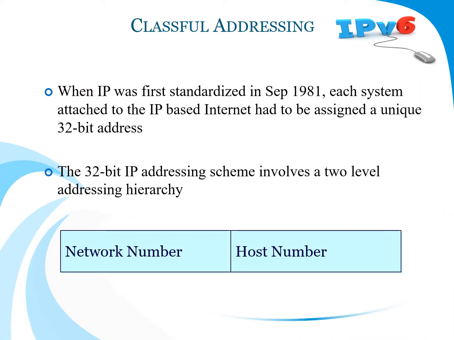When IP was first created way back in 1981, each system that was attached to the internet had to be assigned a unique 32-bit address. This scheme involved a two-level hierarchy: a network number and a host number. Classical addressing makes it possible to determine the network portion of the IP addresses by looking for the first 4 bits of the first octet in an IP address. The first 4 bits are referred to as the most significant bits of the first octet and are used to determine what class of IP address is being used. The value of the first 4 bits determines the range of actual numerical values of the first octet of the IP addresses in that class.